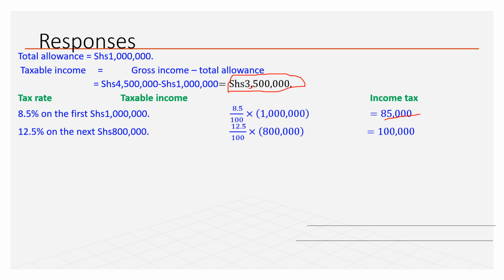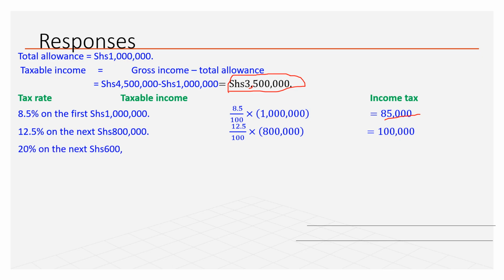Since the first 1 million suffered the taxation, we shall not add 1 million plus 800 and again subject it to 12.5. That will be a repetition. In other words, you will be subjecting 1 million to taxation twice, and that is 8.5 and also 12.5. So since you've subjected 1 million to 8.5, any increase to that 1 million is subjected to another tax rate. So that's why we are getting 100,000 for the next.